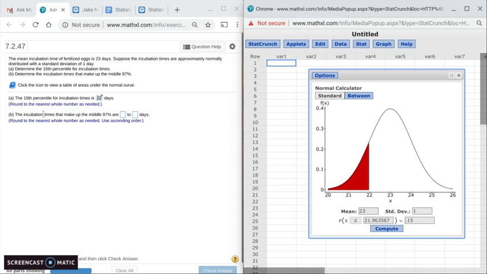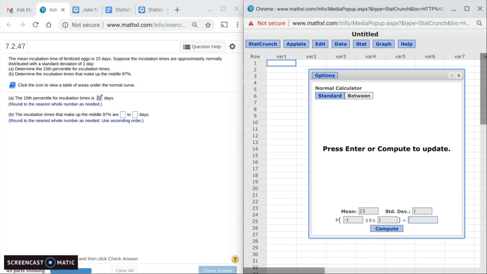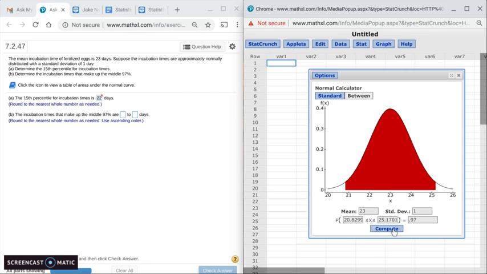Okay, so now the incubation time that makes up the middle 97%. Well, here what's helpful is to switch to the between mode of their normal calculator, and we notice we still have the mean of 23 and the standard deviation of 1. We want to know what values for the random variable will give us 97% of the distribution. It's going to show us, right? So the middle 97% is going to be from 20.8 to 25.1.